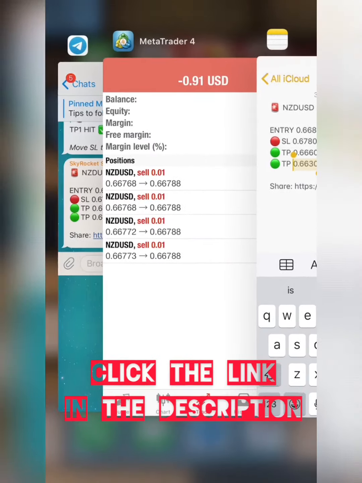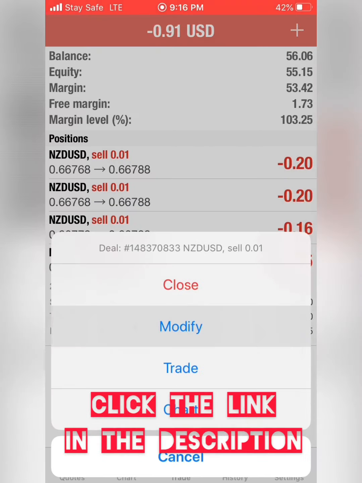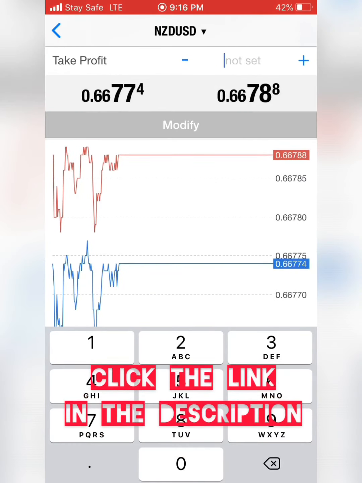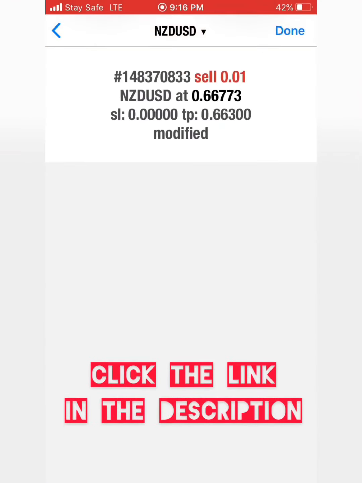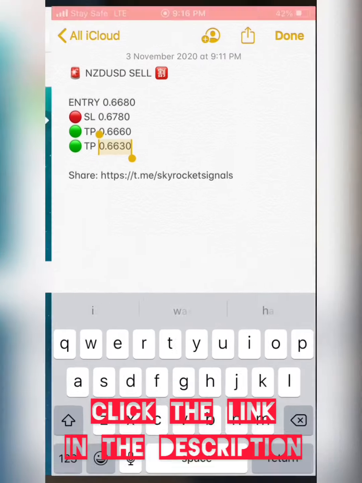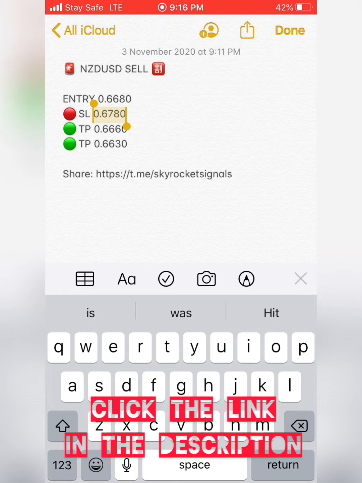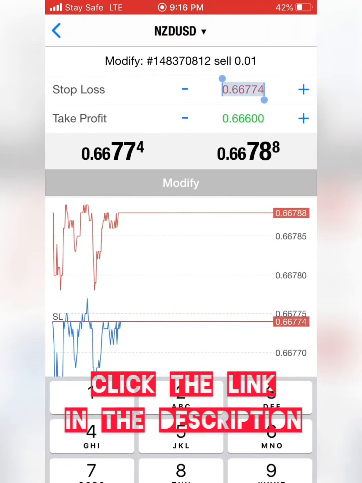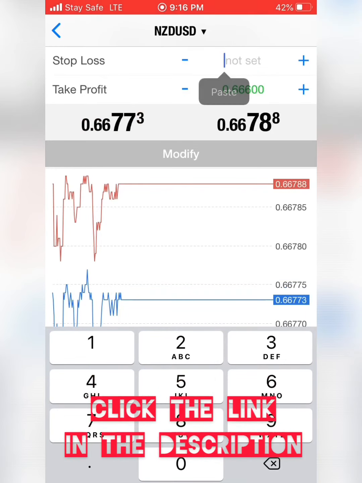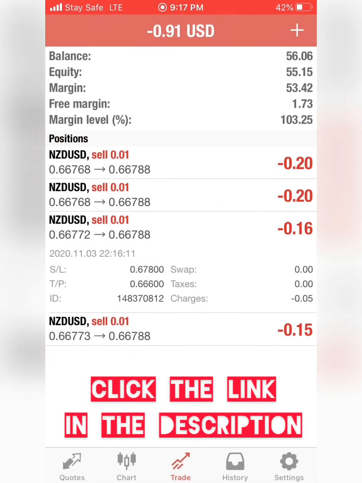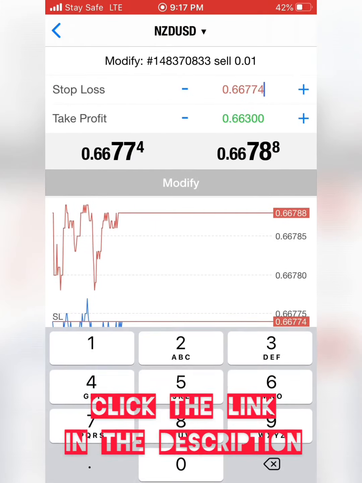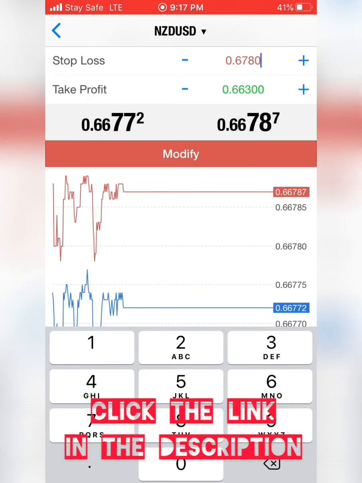Go back, copy the next take profit and also paste it. Then the next thing is to copy the stop loss so that you wouldn't have any reason to lose more. Copy the stop loss and paste. Modify again for the next one and paste.